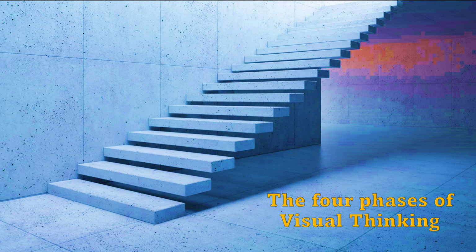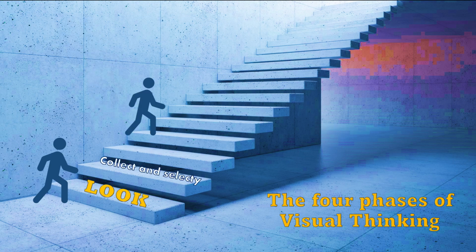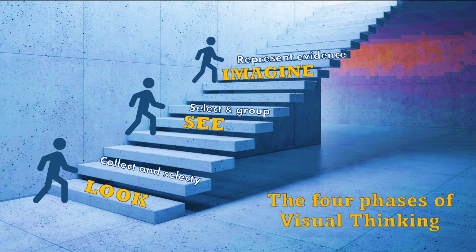There are 4 basic phases for the development of visual thinking in the classroom. 1. Look, gather information, capture the most important and relevant. 2. See, pay attention and choose the data that interests us to express our point of view. 3. Imagine, transform the words, the text, into simple images.